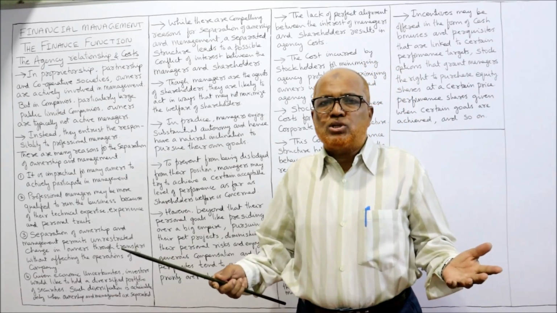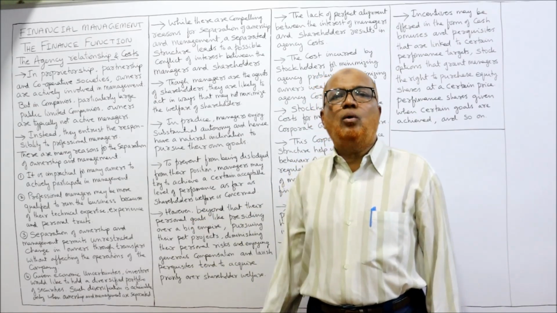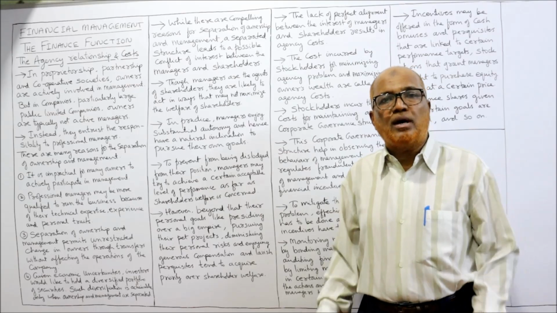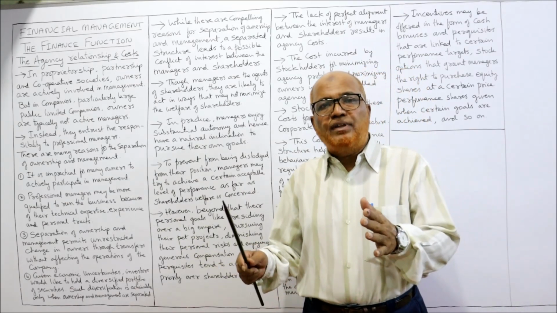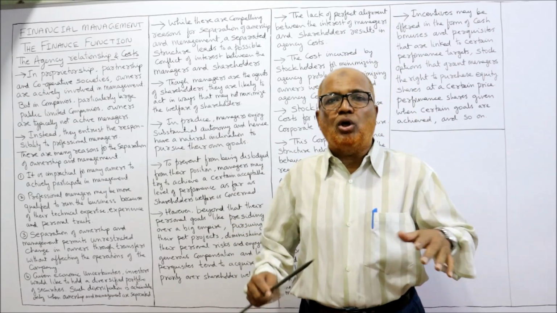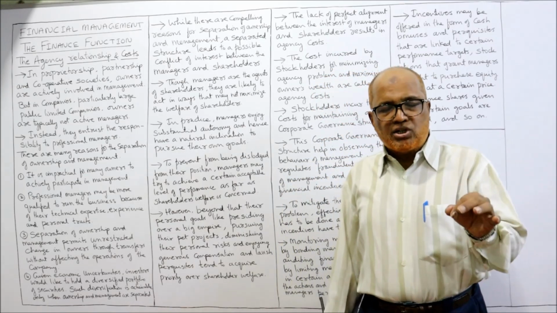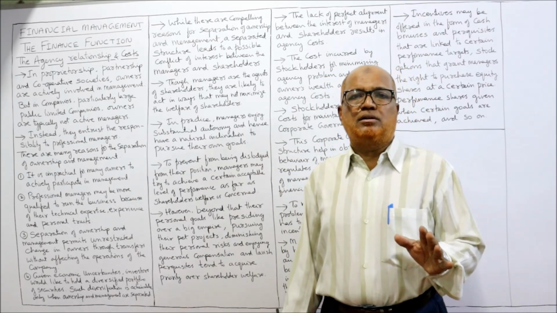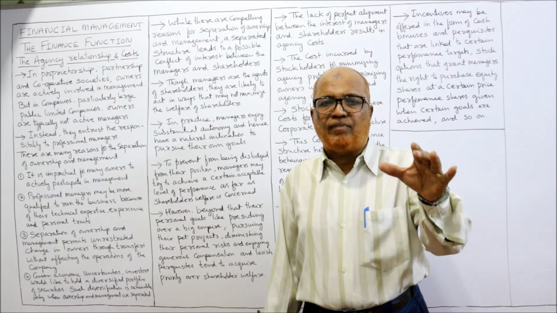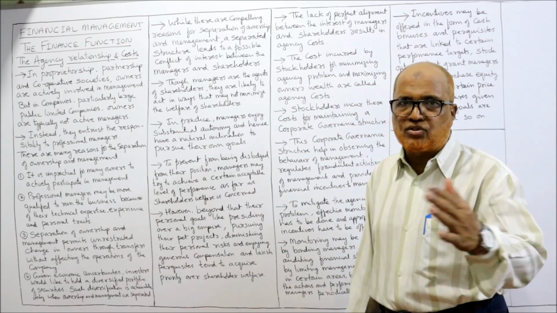The company's operation will not get affected due to the changes in the ownership. That also requires separation, because if there is an effect of change in ownership, the operations will get disturbed. So the ownership and management should be separate. The operations should not be affected due to the change in the ownership by transfer of shares from one person to another person.